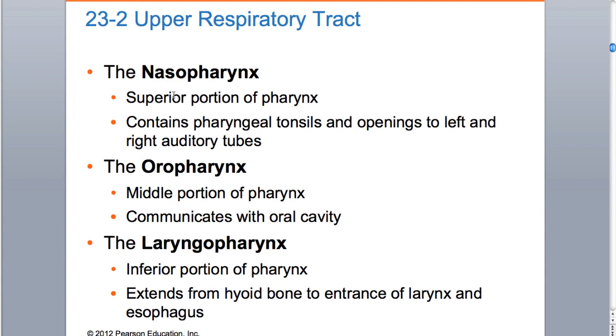Here we have an expanded view of the same thing. This is worthwhile looking at, but you don't need to write it down.